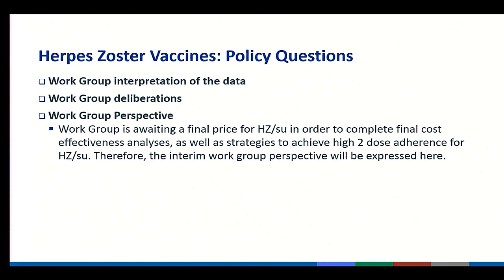In order to address these policy questions, the remainder of the presentation will take the following format. First, I will present the workgroup interpretation of the data. Then I will present the deliberations on the policy options. The workgroup's current perspective on the policy will be shared. However, the workgroup is awaiting the final price for the herpes zoster subunit vaccine in order to finalize our cost-effectiveness analysis, as you just heard about. In addition, we look forward to hearing ways and strategies to achieve high 2-dose adherence to the vaccine. Therefore, only the interim perspective of the workgroup will be presented here today.